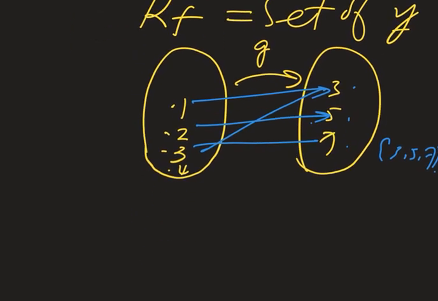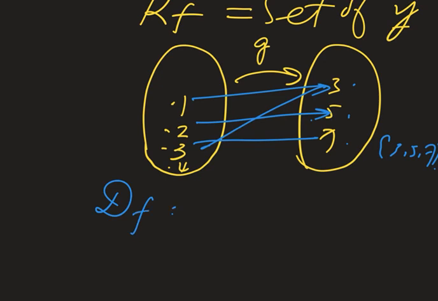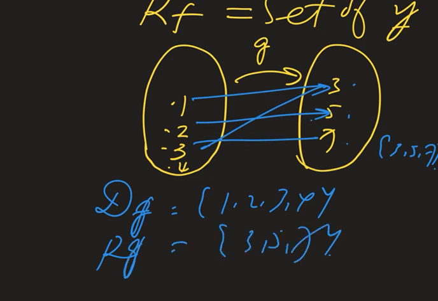Okay, but the domain here is 1, 2, 3, 4. The range of g, not f, g, is 3, 5, 7. So this is how we define range and domain. However, life is not so simple. So we look at this example.